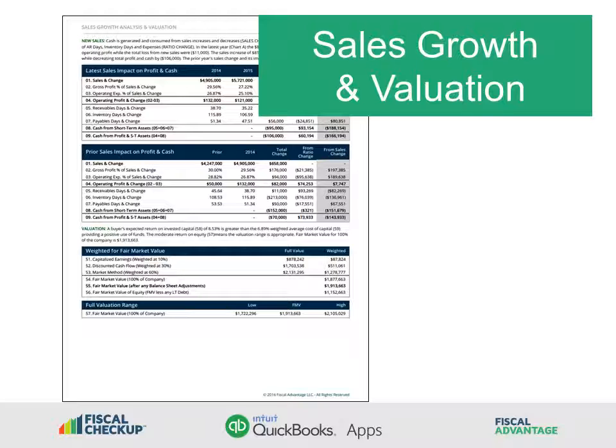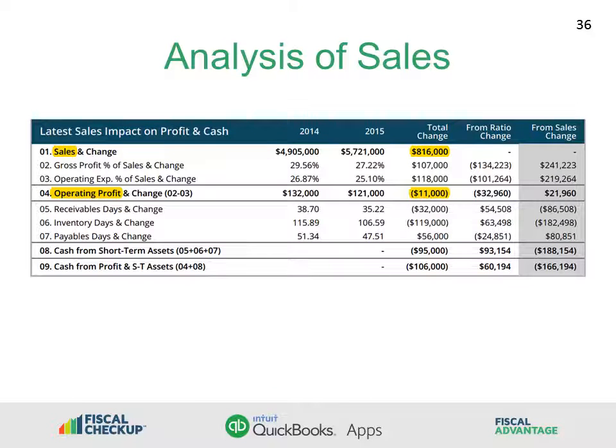Page 8 contains an analysis of sales and a summary of the business valuation. The first table on page 8 completes an analysis of what we call sales quality. From 2014 to 2015, sales increased by $816,000, but there was an operating loss of $11,000. The company needs to understand if the loss was due to poor margin control on the new sales versus changes in the ratios that drive profitability.